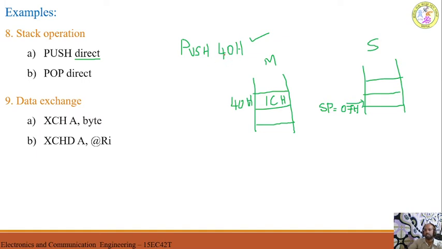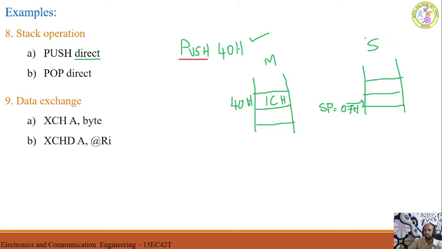There is no hash in this, therefore we will take it as an address. Go to this memory location 40 and take the data. What is the data present? 1CH is the data present. And this data should be copied to the stack memory location. That is what the push instruction is going to tell.